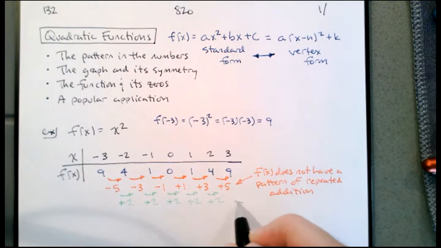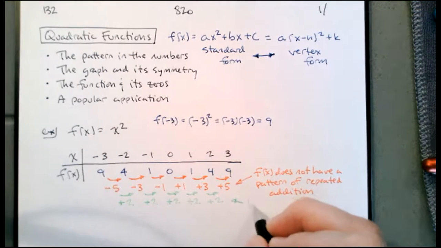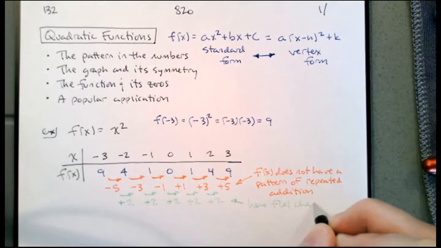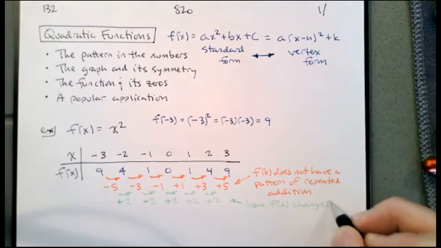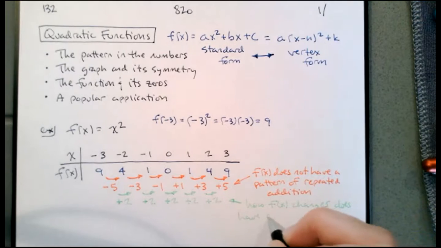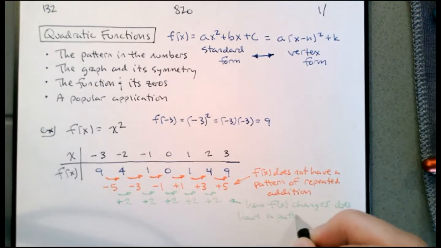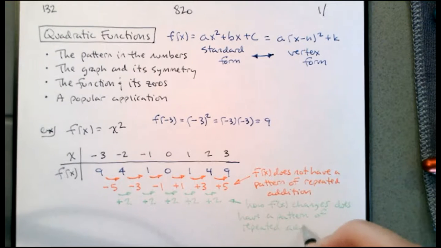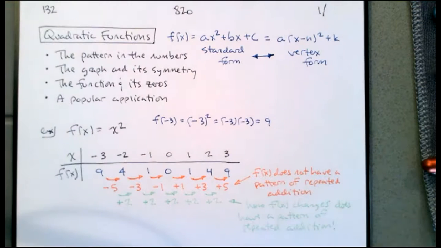So how f of x is changing does have a pattern of repeated addition. It's not linear on that first level of subtraction, it's linear on the second level of subtraction.